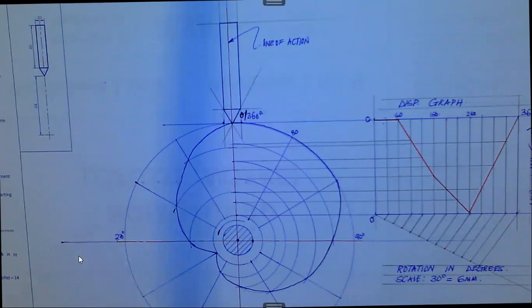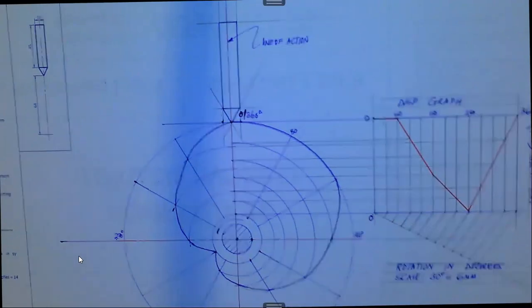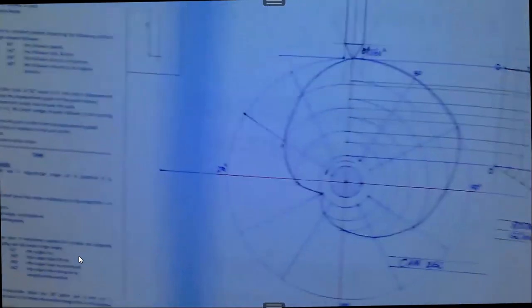But let us look at another example. I see we still have got some time. Let us look at another example in terms of the cam. So I'm going to put this one away, and bring another paper.